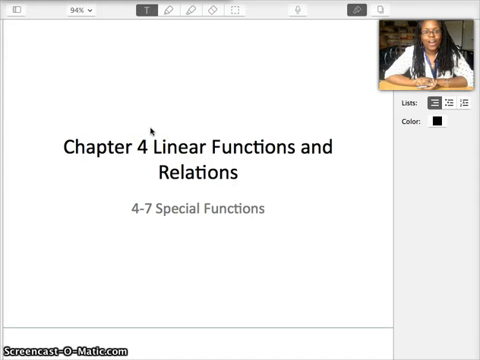Hey friends, we are in chapter 4. We're finishing chapter 4. We're actually in section 4.7, and we're going to talk about some pretty special functions. My guess is this might be 2 sections, so don't be alarmed.